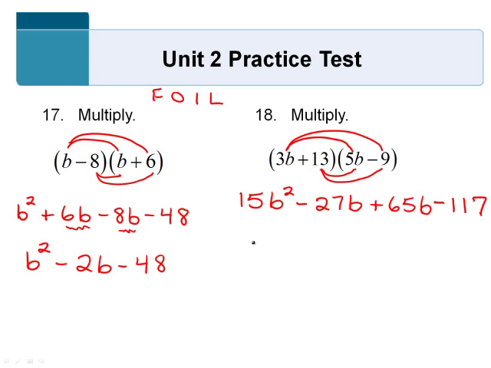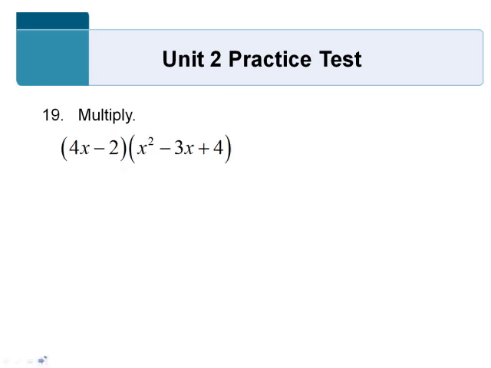Okay, so 15b squared comes down. Now I have to subtract and borrow. Oh my gosh. 65 minus 27. What the heck is that? It's going to be positive. 15 minus 7 is 8. So that's a 5. 38b, I hope that's right, minus 117. That's what I get for not bringing in a calculator. All right, on we go.